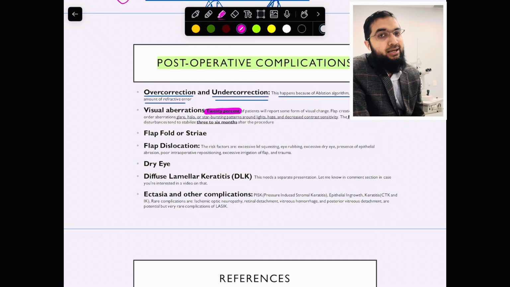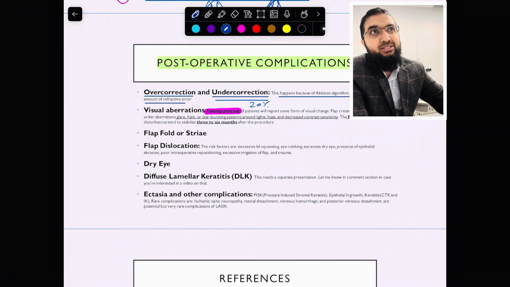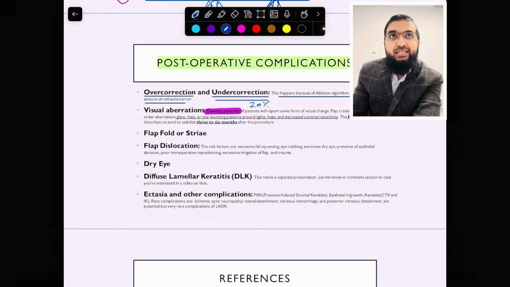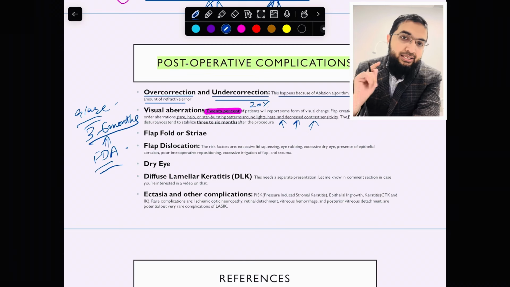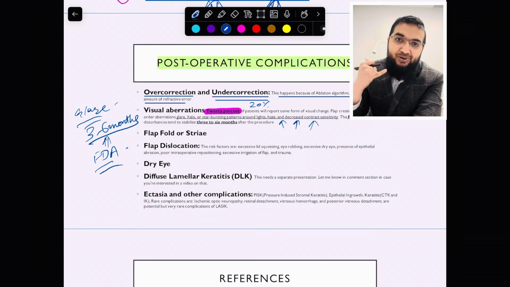Visual aberrations are not 100% common, but they are around 20%. Twenty percent of the patients will report some form of visual changes. Flap creation alone can lead to a higher order aberration, glare. I have another video on this, please check my channel. They can also have halos, glare, starbursting patterns around the lights, haze, and decreased contrast sensitivity. The FDA reports that visual disturbances tend to stabilize, usually in about 3 to 6 months after the procedure, but the important thing is to stay in touch with your surgeon. Keep calling them.